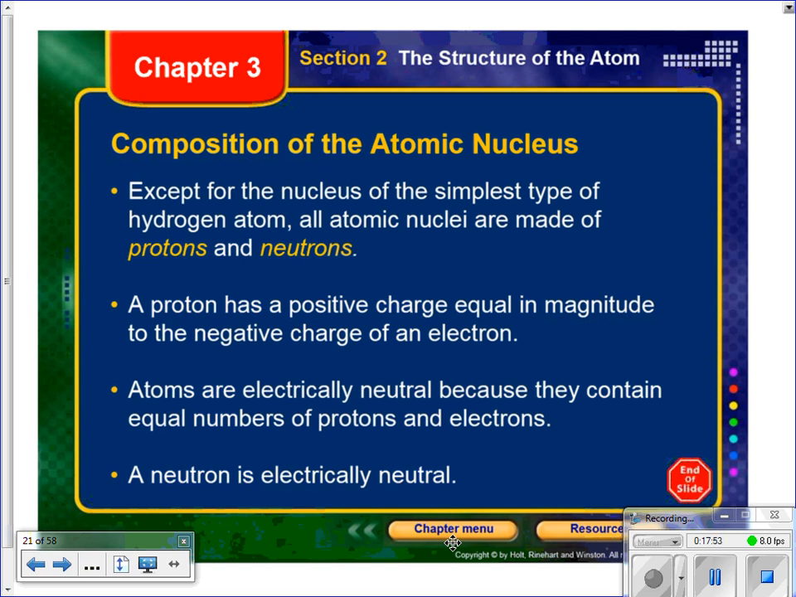We also know that because our atoms are neutral, when we touch things, it doesn't always shock us, that we have to have an equal number of protons and electrons inside of our atom to create this neutral atom.